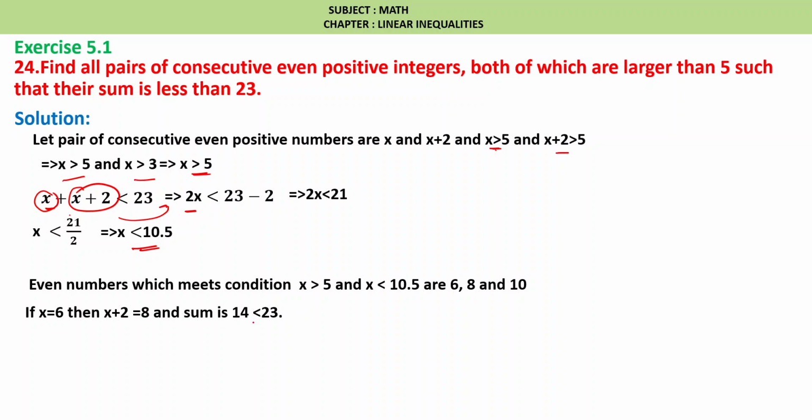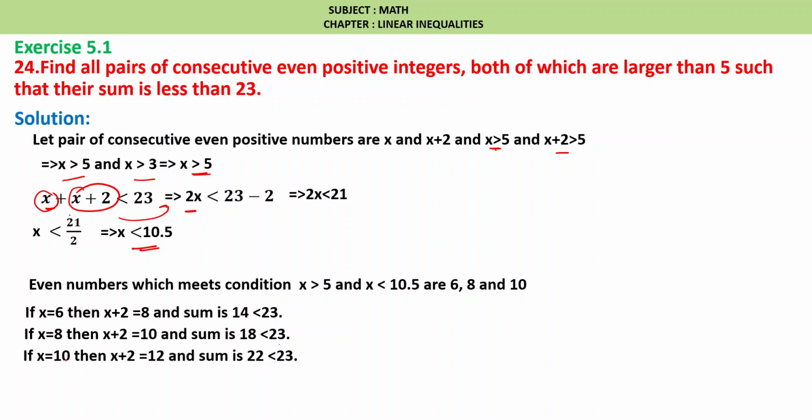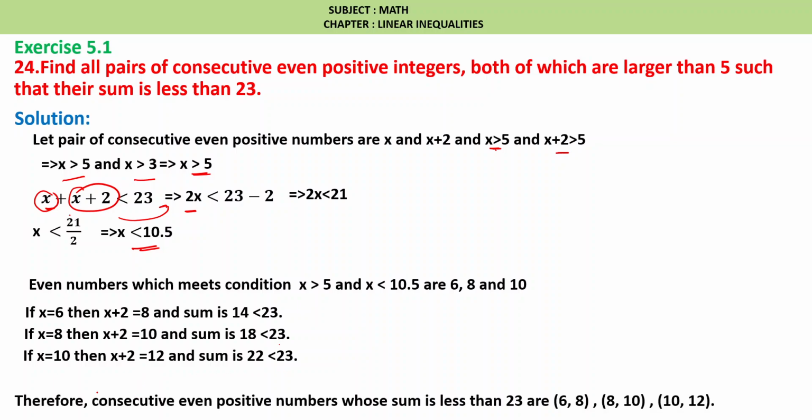the sum is 14, which is less than 23. If x is 8, x plus 2 is 10, the sum is 10 plus 8 is 18. So 18 is less than 23. If x is 10, then x plus 2 is 12. The sum is 22, which is less than 23. Therefore, consecutive even positive numbers whose sum is less than 23 are 6, 8; 8, 10; and 10, 12.